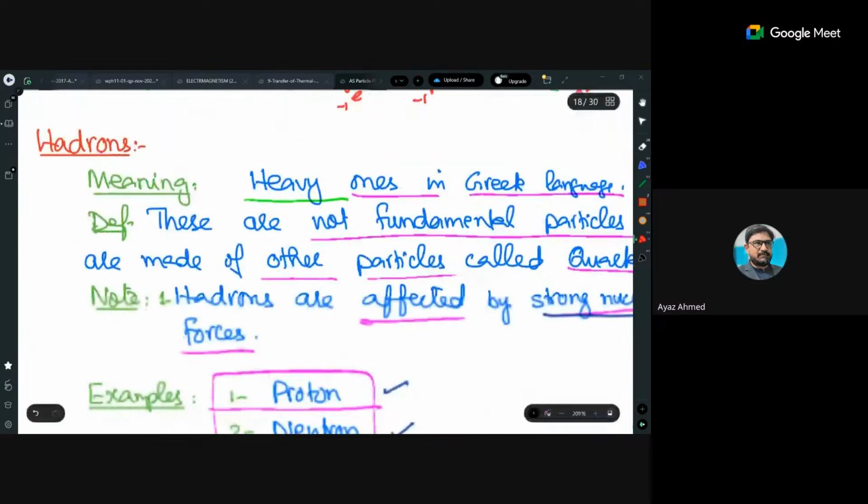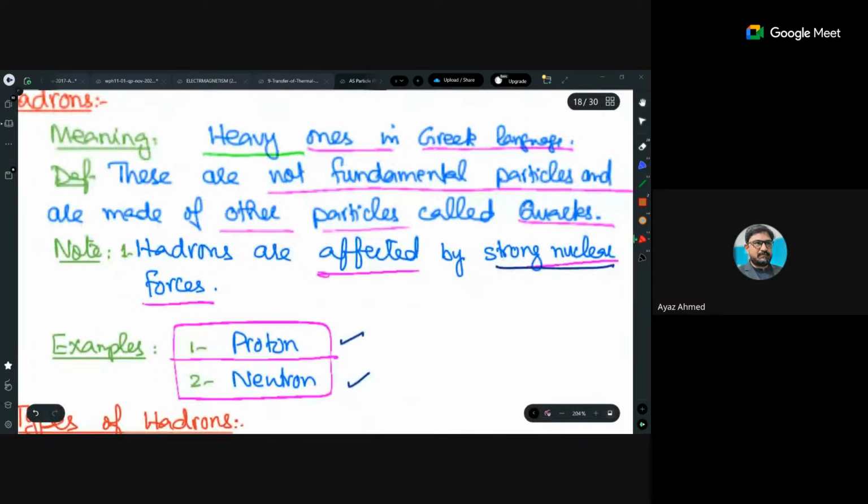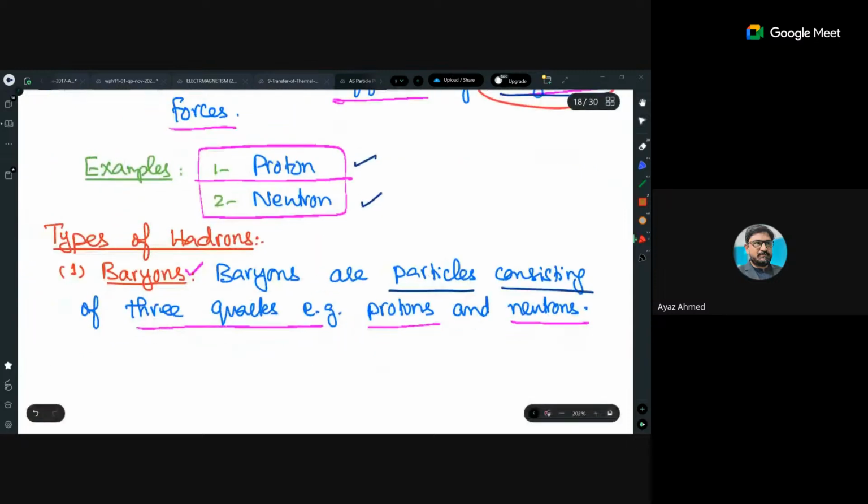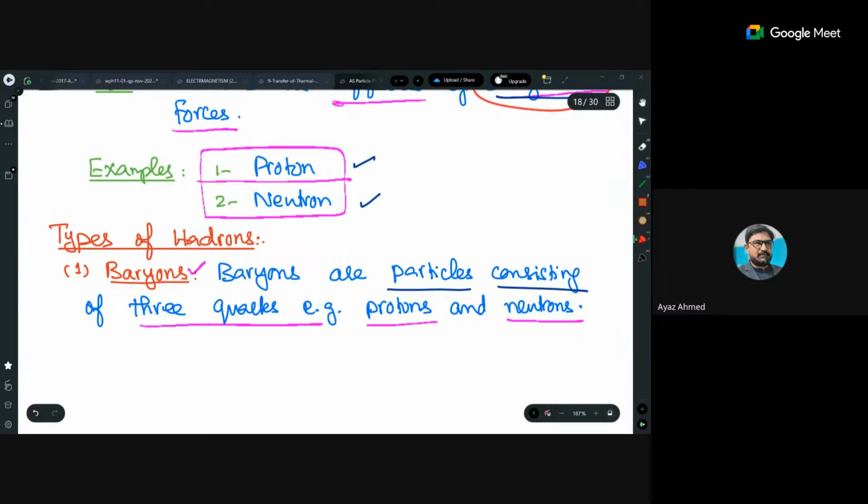Then we have to talk about heavy particles. Heavy particles are the hadrons. They are affected only by strong nuclear forces, and those strong nuclear forces are responsible for forming the protons and neutrons. So neutrons and protons are the examples of the hadrons. Sorry, not quarks. They are the hadrons.